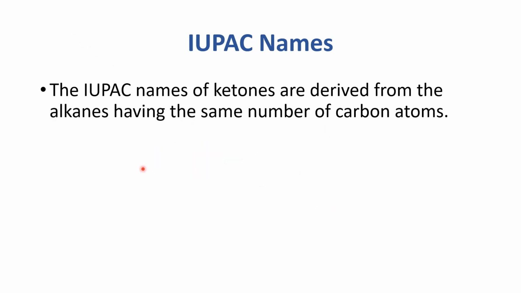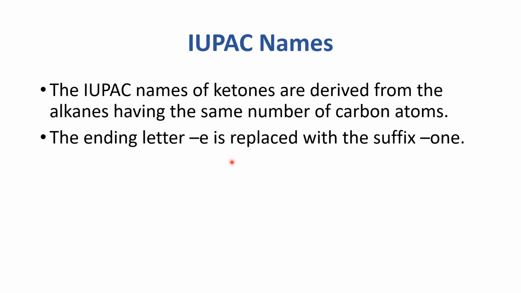So next are the IUPAC names. The IUPAC names of ketones are derived from the alkanes having the same number of carbon atoms. यहाँ पे हम E को replace कर देंगे with the suffix one.